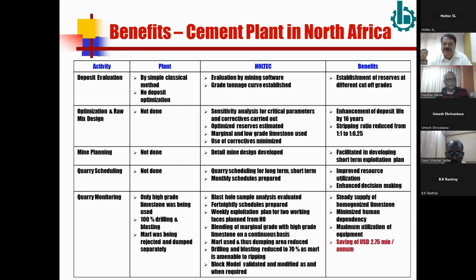Blending has been ensured. The mud which was being dumped as reject is now used, so they require less area, and there is an impact on the environment also. Mud is very soft, so drilling and blasting has been eliminated, and it is being exploited by ripping. The block model was also validated based upon the data. So there was a steady supply of homogeneous limestone. The total savings they achieved is around 2.7 million per annum.